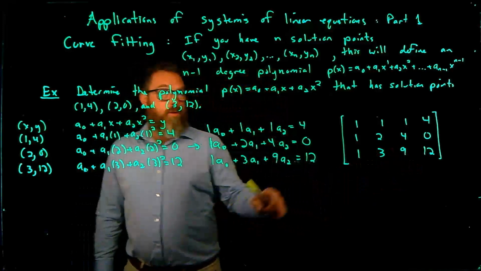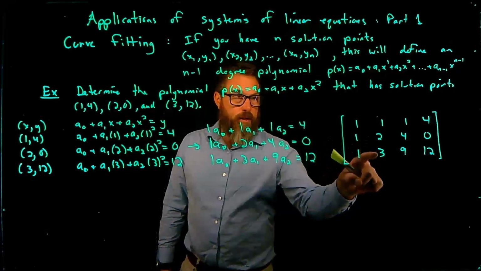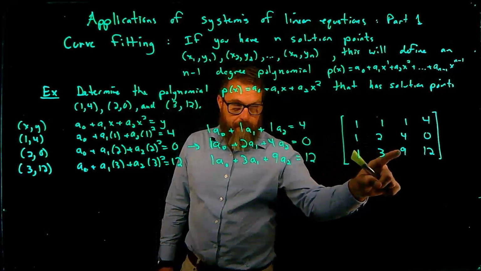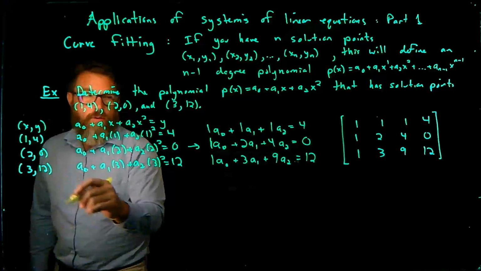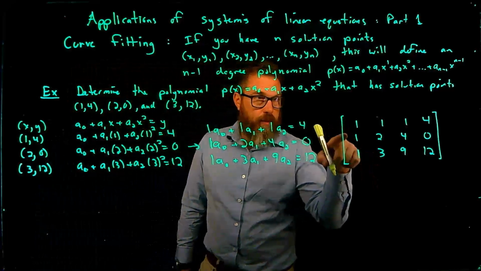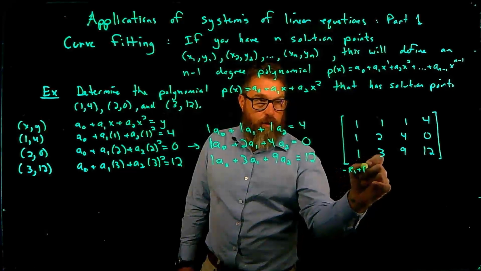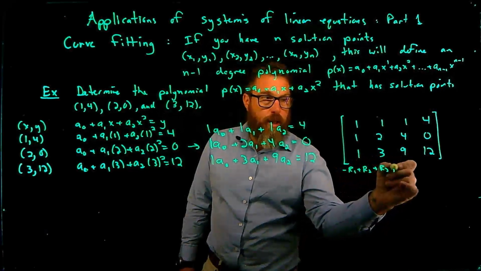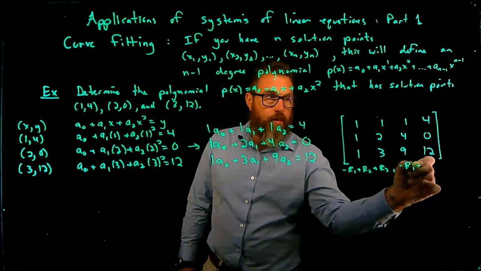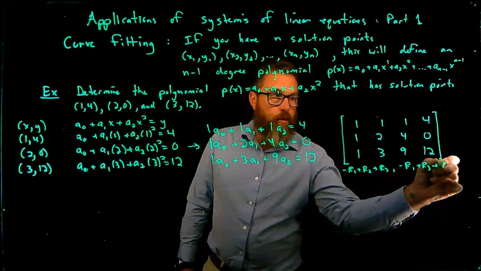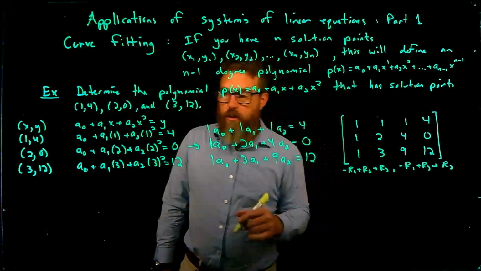So our goal is to make it a 1, 0, 0, 1, 0, and then a 1, if we can. In order to do that, to make these things zeros in column 1, I have to use row 1. So minus row 1 plus row 2 is going to be my new row 2. And I have minus row 1 plus row 3 is going to be my new row 3. So that's going to make those things 0.